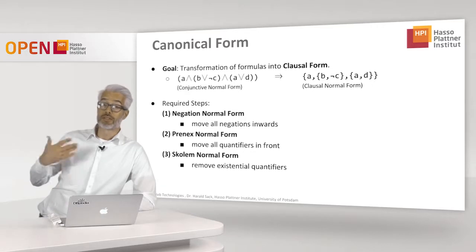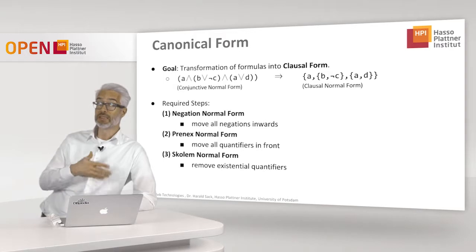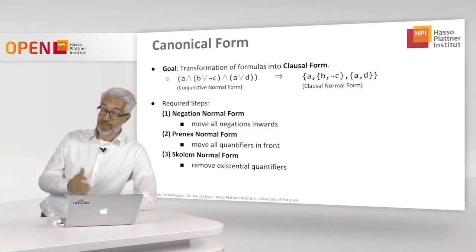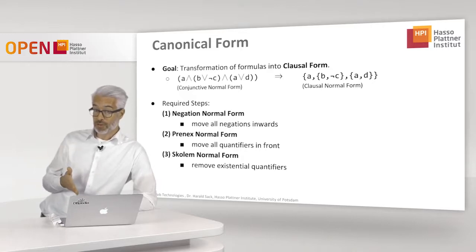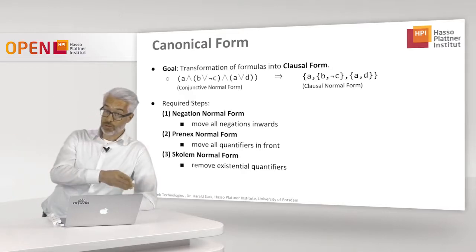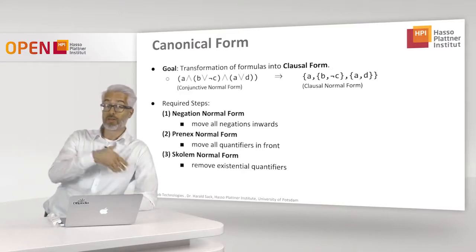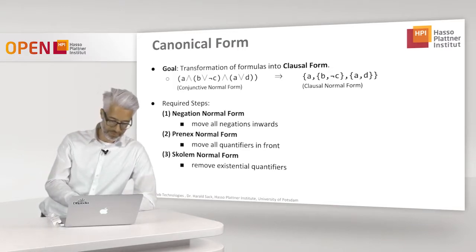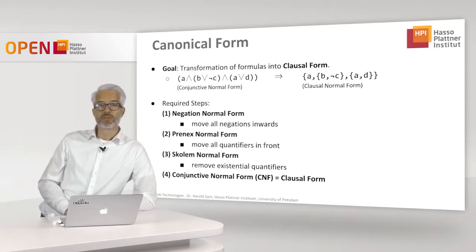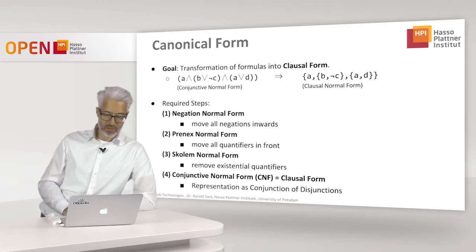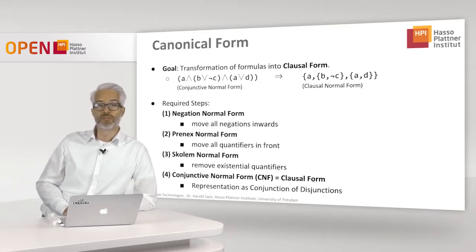You know, there exists something usually means I can somehow think of an individual for which a certain condition holds. And as I told you, the position of the existential quantifier is really important. It depends on whether there is a universal quantification in front of it or after it. And this we have to consider for the Skolem normal form. You will see that. And in the end, from the Skolem normal form, we will get to the conjunctive normal form or clausal form. And then we are done with a representation as a conjunction of disjunctions.